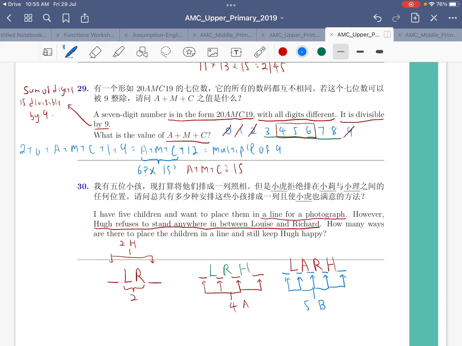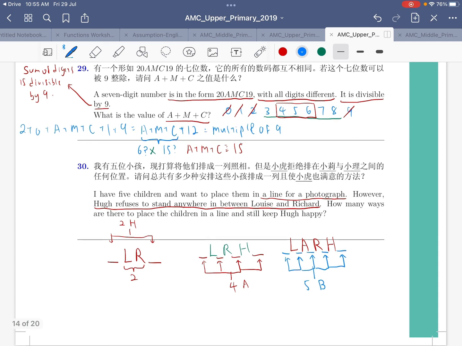So, following our logic from question 27, we can multiply all these numbers together to get our final answer. In this case, the total number of ways would simply be 2 times 2 times 4 times 5. You add up to the final answer of 80.